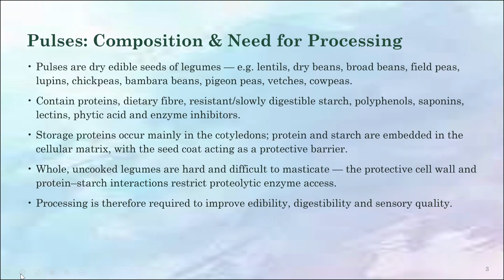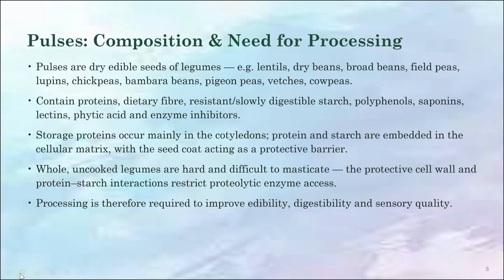Examples: lentils, dry beans, broad beans, field peas, lupins, chickpeas, bambara beans, pigeon peas, vetches, and cowpeas. They contain protein, dietary fiber, resistant and slowly digestible starch, polyphenols, saponins, lectins, phytic acid, and enzyme inhibitors. Storage proteins occur mainly in the cotyledons, and protein and starch are embedded in the cellular matrix with the seed coat acting as a protective barrier.